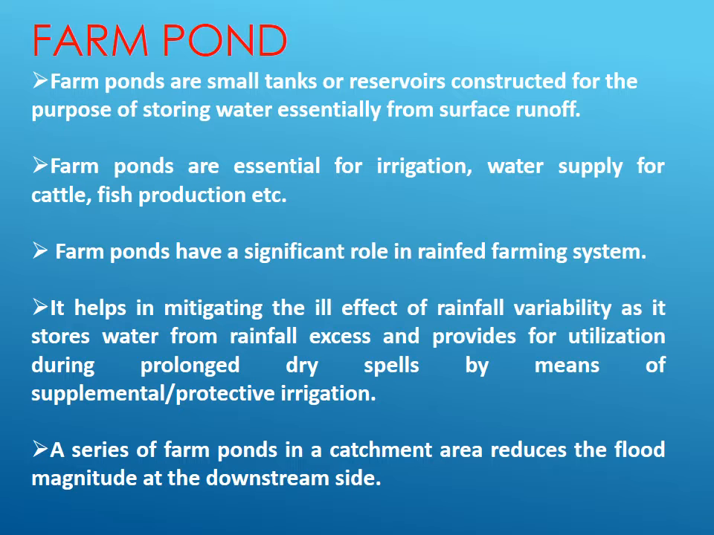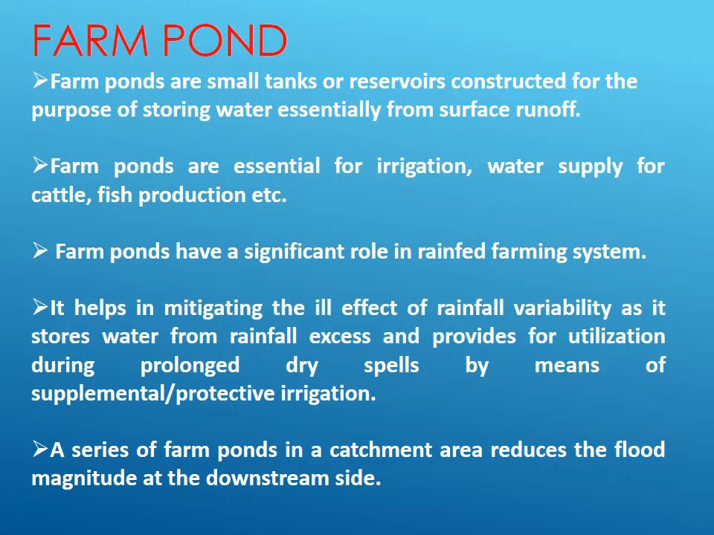Today we will see about the farm pond and different types of farm pond. Farm ponds are small tanks or reservoirs constructed for the purpose of storing water, essentially from the surface runoff. Farm ponds are essential for irrigation, water supply for cattle, fish production, etc. Farm ponds have a significant role in rainfed farming systems.